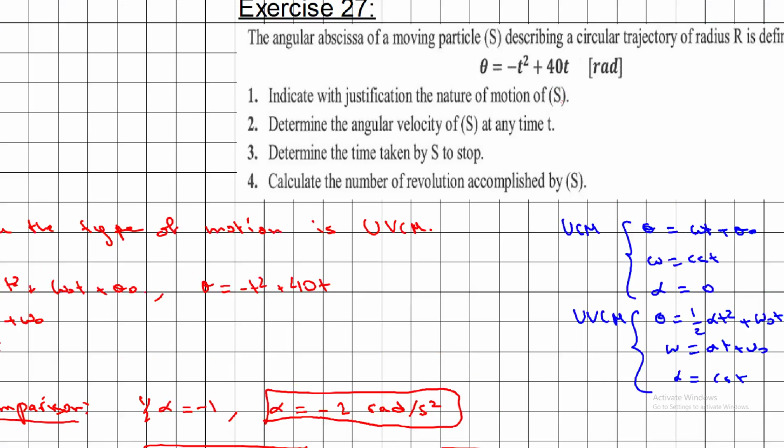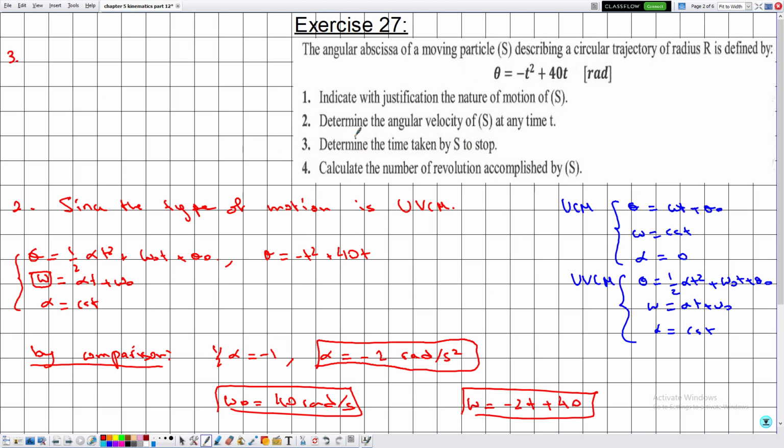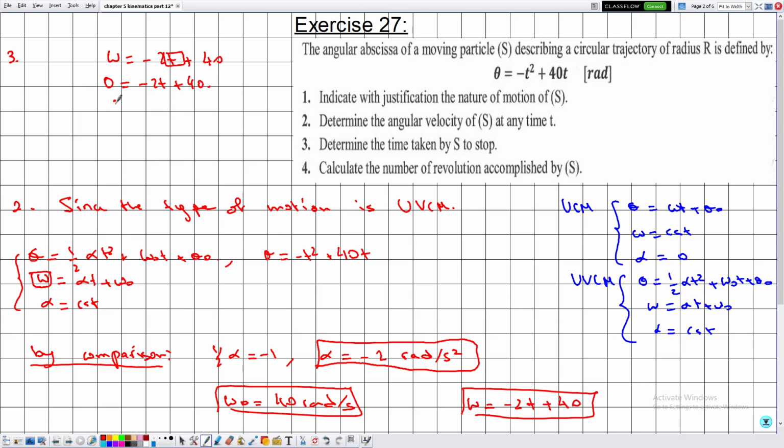So number 3, they are telling me to determine the time taken by S to stop. So we need to find the time, the instant t or the duration, for S to stop. And S stops when omega is equal to 0. So we have that omega is equal to minus 2t plus 40. Knowing that we are interested in determining time, and that it will stop, omega is equal to 0. So what's the type of this equation? Linear equation with one unknown, the unknown is t. So in this case t is equal to 40 divided by 2, which is equal to 20 seconds.